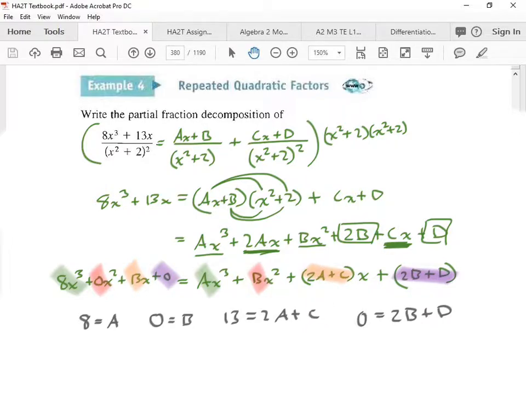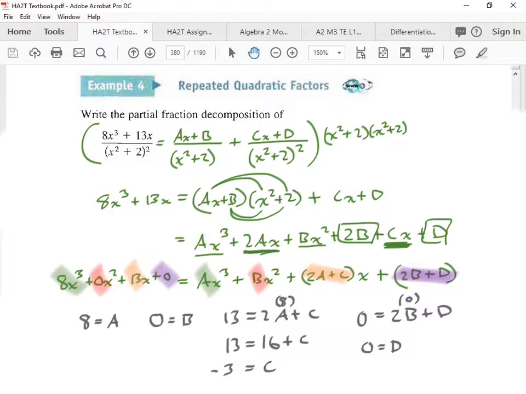Now, we already have the b and the a, so can we find c? Yeah. What does a equal? 8. So I got to plug in 8 right here. So I get 13 equals 16 plus c. Subtract 16 from both sides. C equals -3. All right, over here. Can I find the d? Yeah, because b, we know. So that's going to be 0. We get d equals 0.